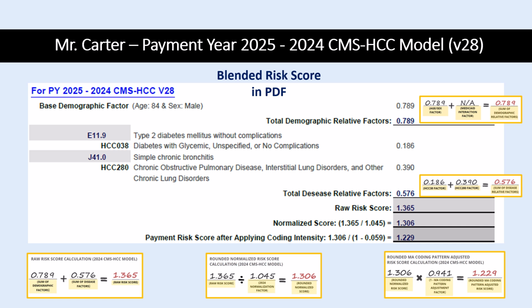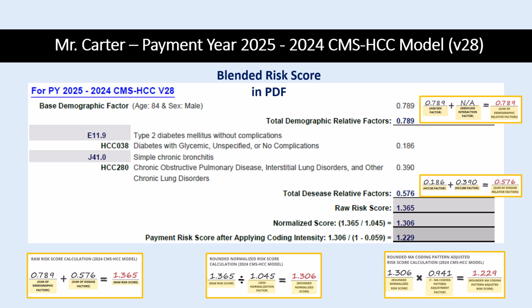We must divide the raw risk score, 1.365, by the 2024 normalization factor for the 2024 CMS-HCC model, which is 1.045, to get a normalized score of 1.30622. Next, we must round this number to the third decimal place to get a rounded normalized score of 1.306. Please note that if we skip this rounding step, it may affect the risk score at the third decimal place, which will impact the final calculated payment risk score.